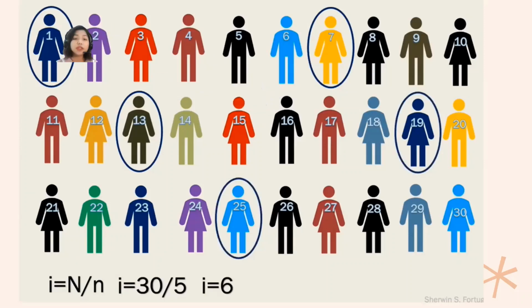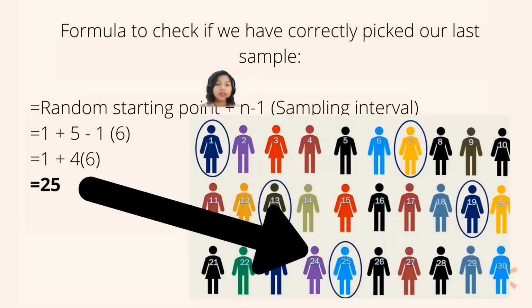Again po, pag ang tanong, saan ba ako mag-start sa aking starting point or random starting point? It's between 1 up to our sampling interval, which is 6. So, between 1, 2, 3, 4, 5, or 6. Sa case po natin, example, 1 po tayo ng start.